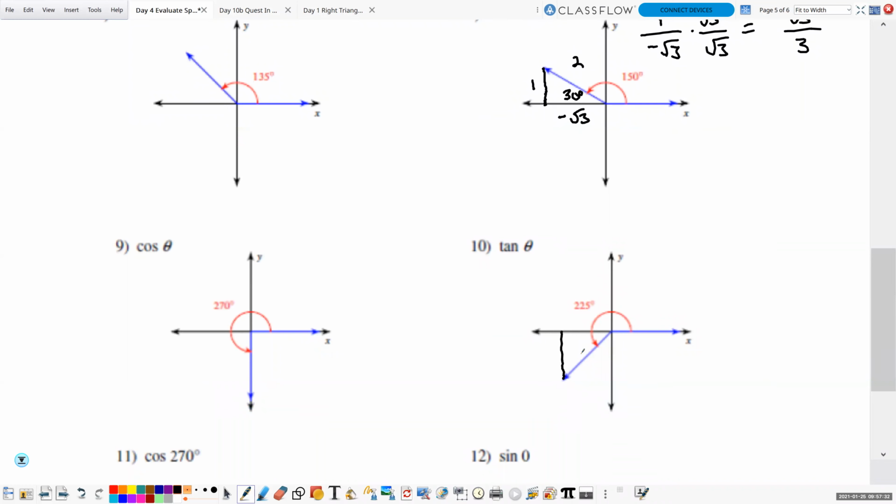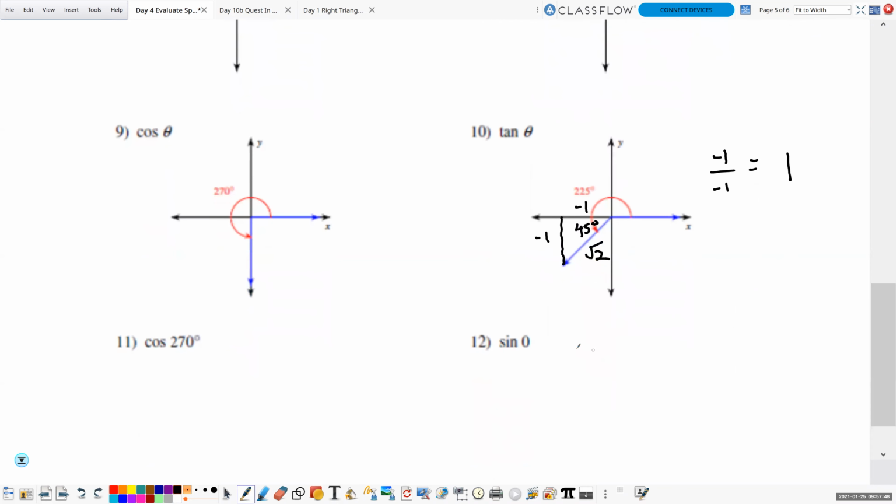So here, 225 has a reference angle of 45 degrees. Negative 1, root 2. Opposite over adjacent. And then the last one is sine of 0. So 0 degrees is right here. I want to note that that's 0, 1. I know that sine is y over r. R is always 1. So it's going to be 0 over 1, which is just 0.